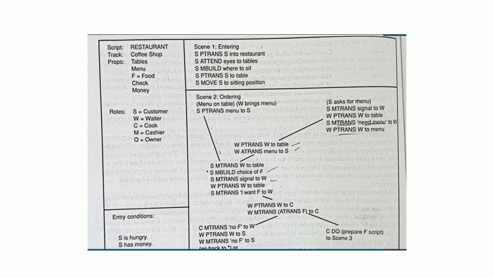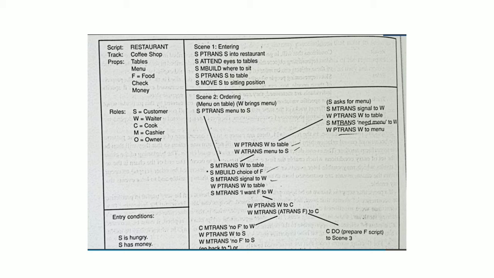And what are the props that are used here? What are the non-living things, living objects? That is the table, the menu, the food, the check, and the money. The roles are: S is indicated by the customer, W the waiter, C the cook, M the cashier, and O the owner. So these are the roles and the props.